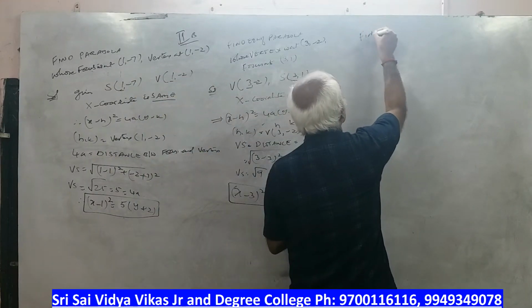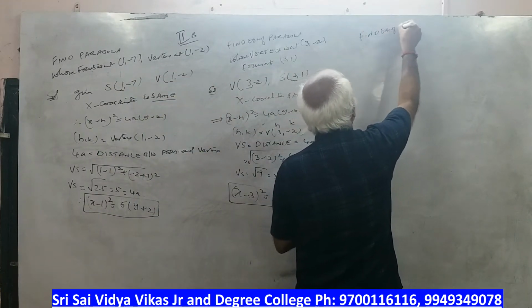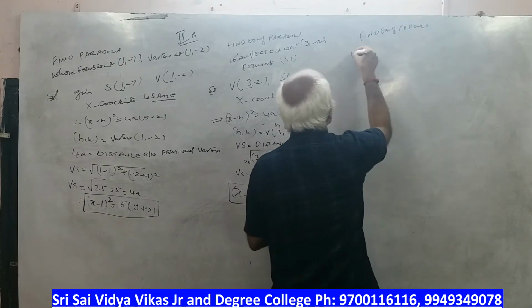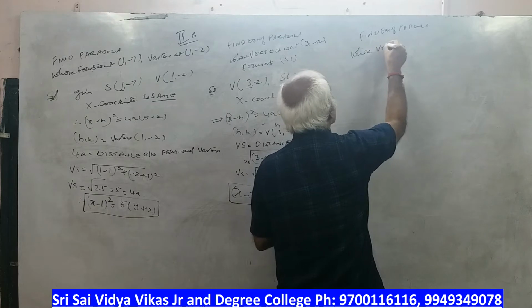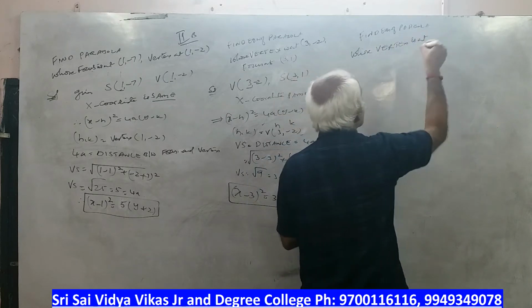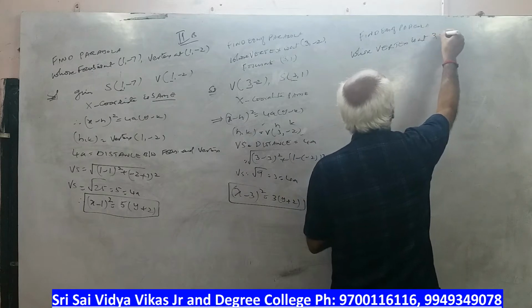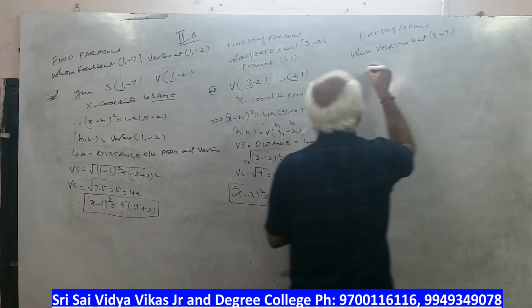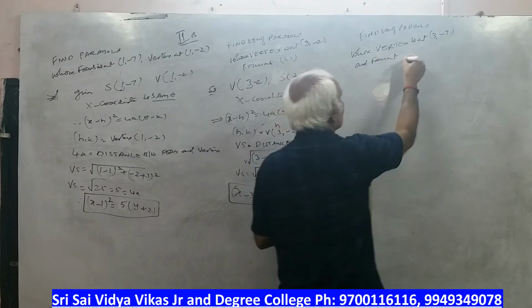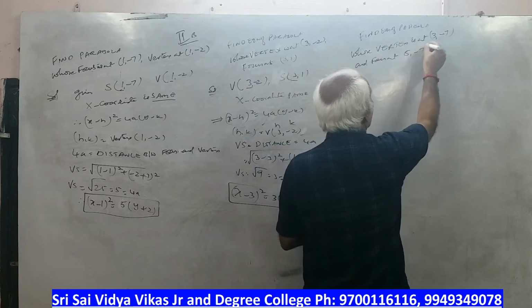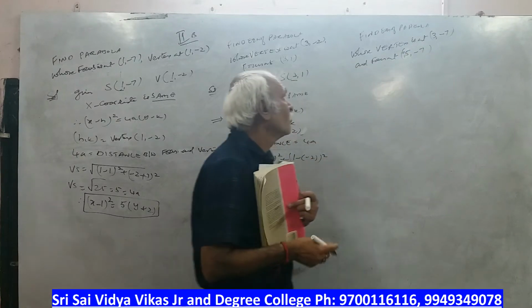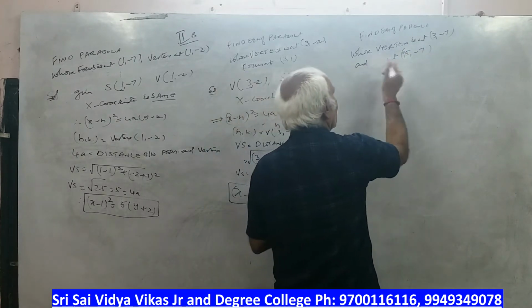Find the equation of the parabola whose vertex is at (3, minus 7) and focus at (5, minus 7).